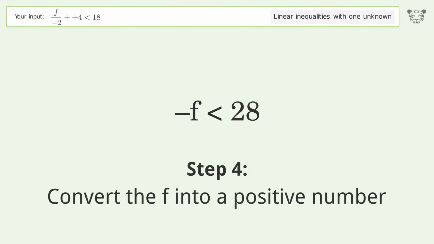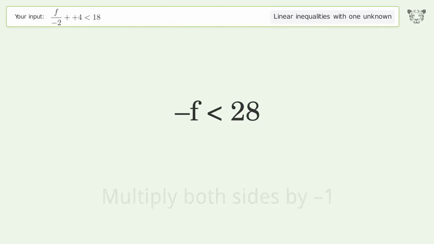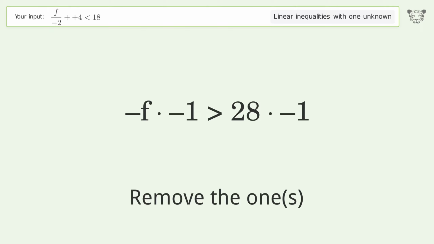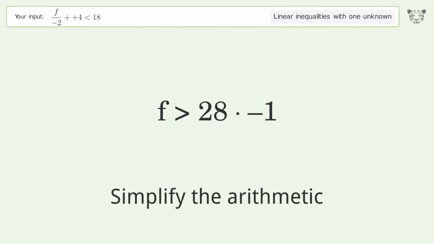Convert the f into a positive number. Multiply both sides by -1. Whenever you multiply or divide by a negative, reverse the inequality sign. Remove the ones. Simplify the arithmetic.